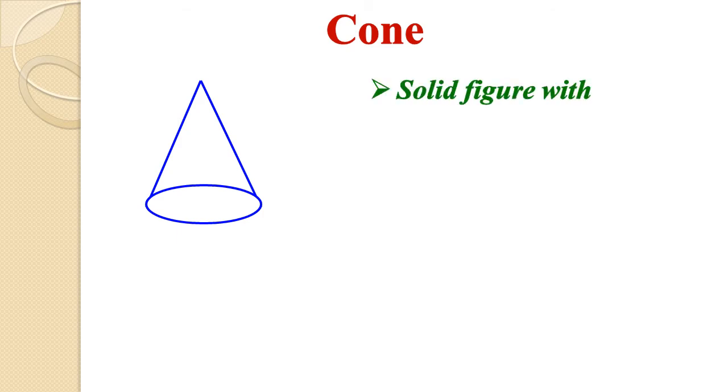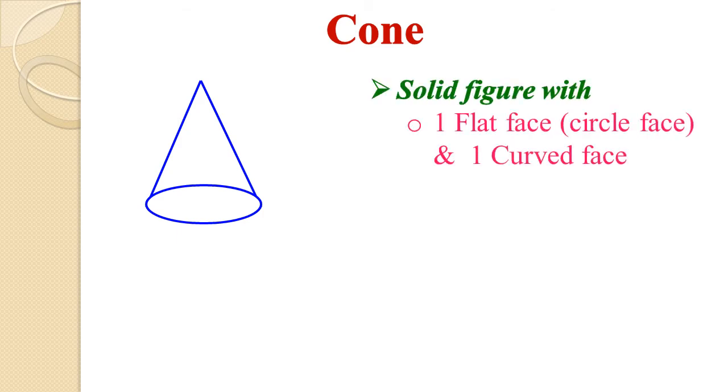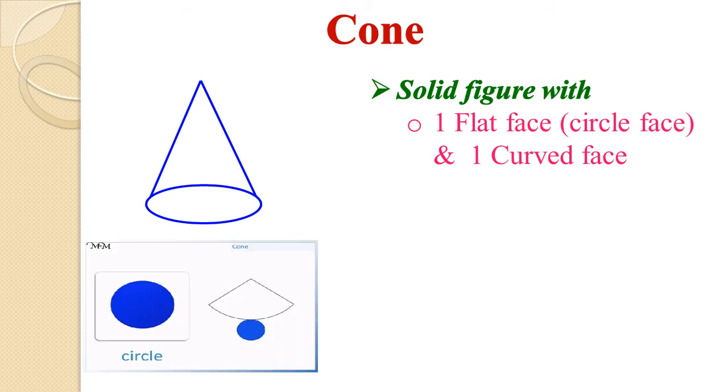So now coming to cone. Cone is made up of a circular base and a curved surface that comes to a point at the top vertex. So that is, a cone has 2 faces. The one face is a flat face, the other one is a curved face. So let's see the number of faces, edges and vertex of cone.